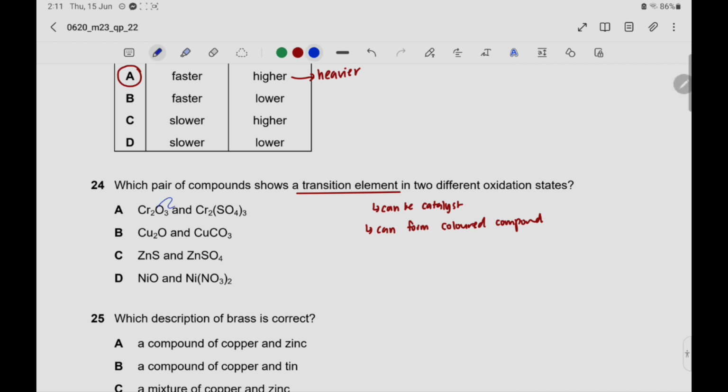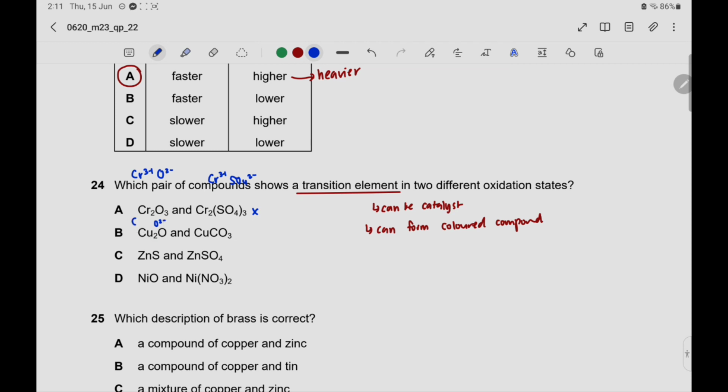So this is Cr2O3. Remember O is 2 negative, right? So this 3 actually belongs to your Cr. Cr is 3 plus here. This one, SO4, is also 2 minus, so this 3 actually belongs to your Cr. Cr 3 plus. So this is the same. This is not the answer. This is O 2 negative. So meaning to say your copper here is not copper 2 plus.